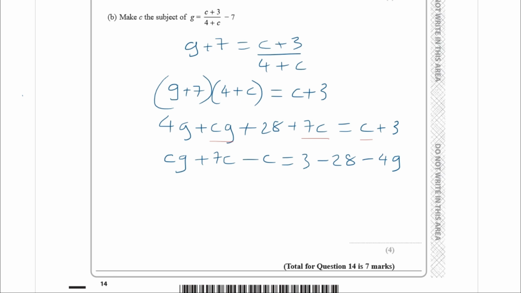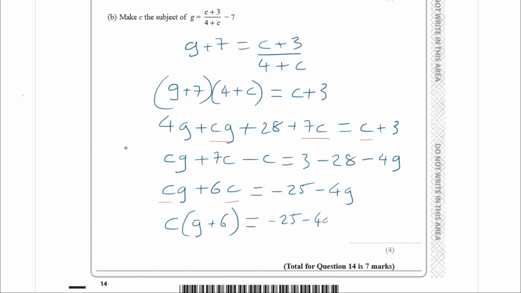Simplifying here with coefficients where we can, 7C minus C becomes 6C, so we can say CG plus 6C equals 3 minus 28, which is a negative 25 here, minus 4G. And here we can do the skill step, which is to factorize by C on the left-hand side, as you realize that there's a single C here and another C here. So we can pull that out and say that this is C factor of G plus 6, which will be equal to negative 25 minus 4G.